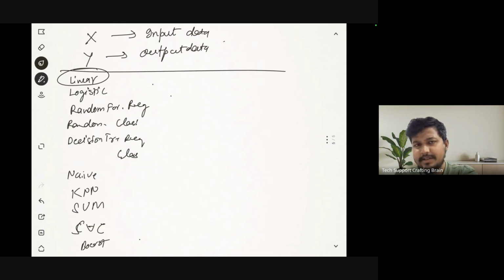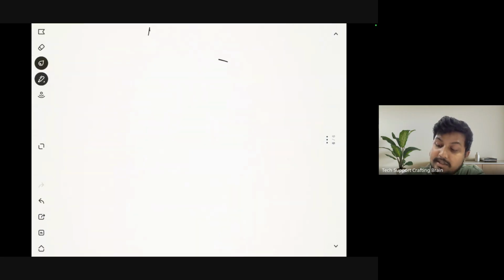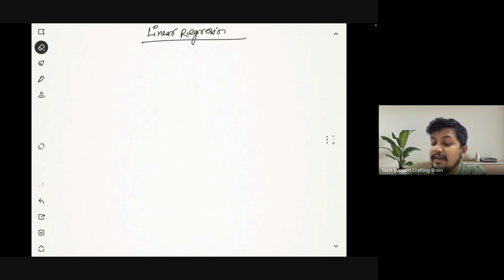One algorithm at least, whatever time we have, we'll try to understand from scratch: the linear regression algorithm. One of the most interesting algorithms. So guys, linear regression is derived from the word linear function.